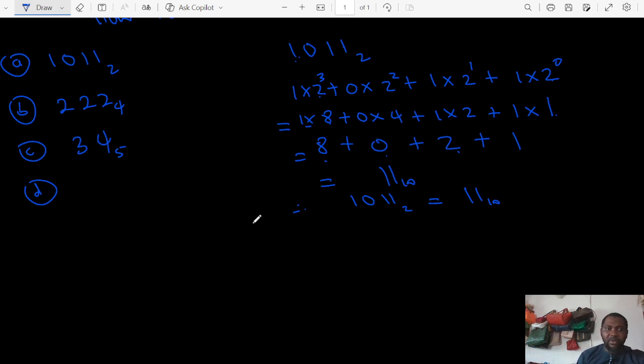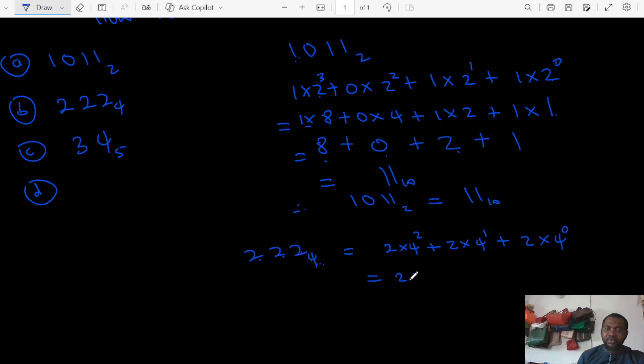Now for the second one, we have 222 base 4. Now to convert it to base 10, like I said, I will write everything in base 4. That means 2 times 4, 2 times 4, 2 times 4. So this will be 2 times 4 plus 2 times 4 plus 2 times 4. Now I will write the position. This is 0, 1, 2. Can you see that? So I start from here.